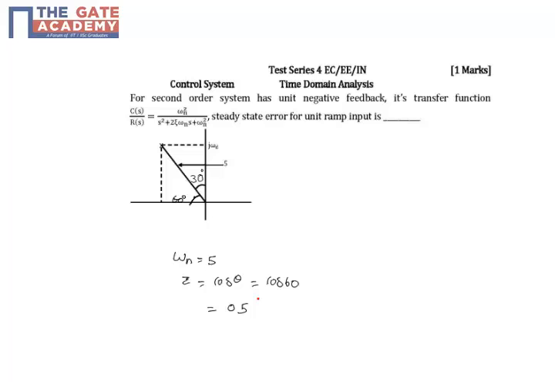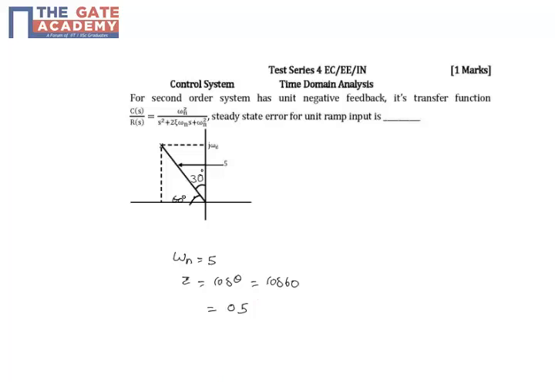Now to find the steady state error for a unit ramp input, we have to find kV, and the inverse of kV is the steady state error for a unit ramp input. Now how do we find kV? We know the formula.